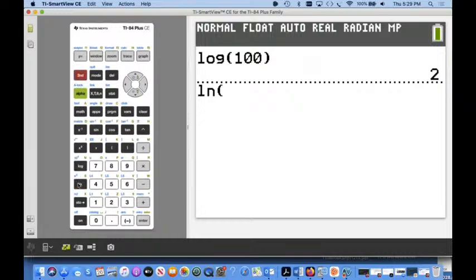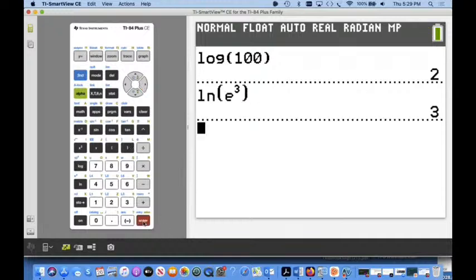So I'm going to bring up e to, and I'll put in, let's see, maybe 3, e to the third. And this is going to seem maybe silly, but I'm asking what number would you raise e to get e to the third? Well, that's pretty self-evident. It's going to be 3. And sure enough, let's just go ahead and enter that. There we go.